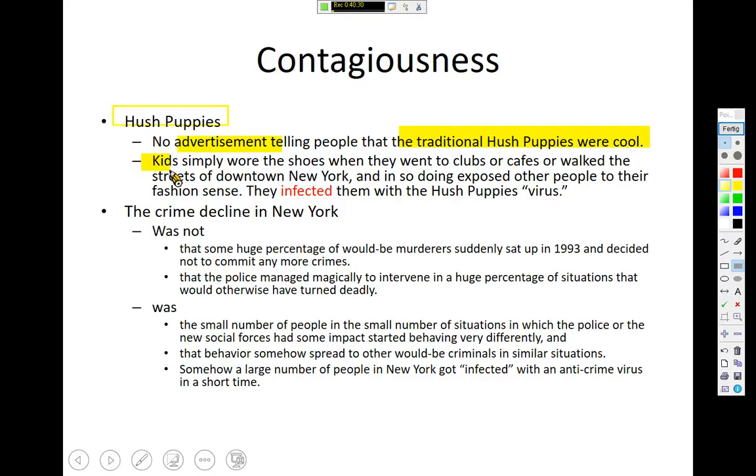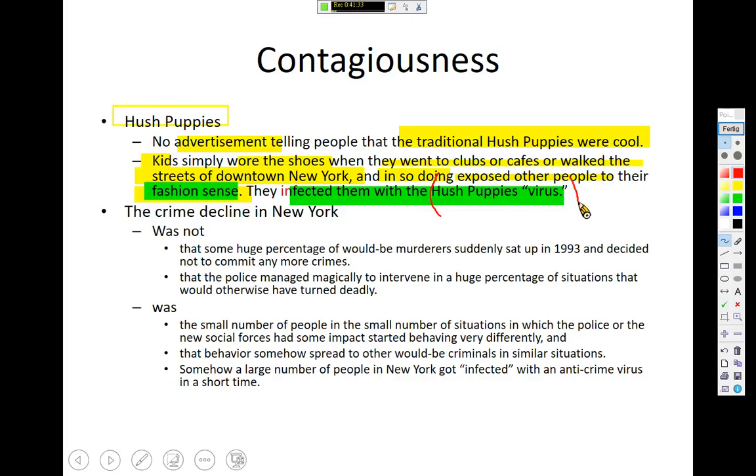Kids simply wore the shoes when they went to clubs or cafes or walked the street or downtown New York. They just wore it because they just wore it. And in doing so, look here, they exposed other people to their fashion sense about wearing this kind of shoes. And this kind of fashion sense has the ability to infect other people with the so-called hush puppy virus. So they walk on the street wearing hush puppy shoes, and their fashion sense infected other people to wear hush puppies too. So let's just call it the hush puppy virus.